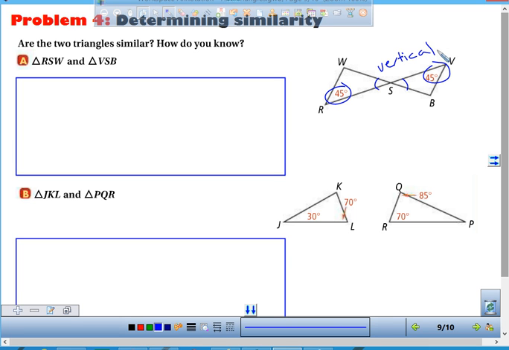So does it matter if I know what the angle number is? No. All I care is that it's the same. And I know they're the same. I don't care what number it is. Okay? So are they similar then? Yes, they're similar because we have what? We have two pairs of congruent angles.